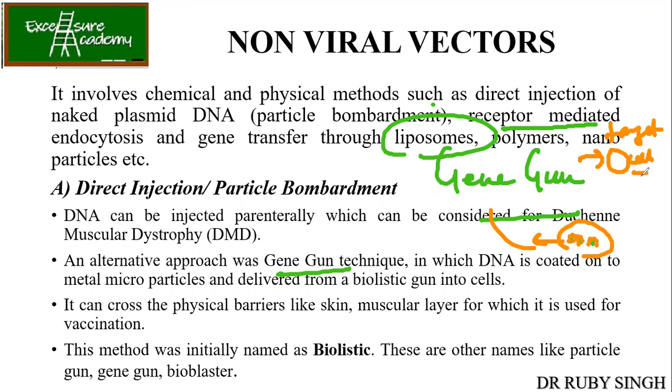Right? So this is actually very simple. It can cross the physical barriers like skin and muscular layer, for which it is used for vaccination. And it is also called biolistic. So don't get confused that gene gun is different and biolistic is different. Both are the same.